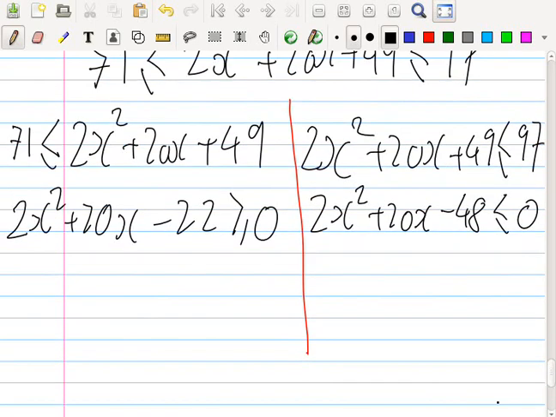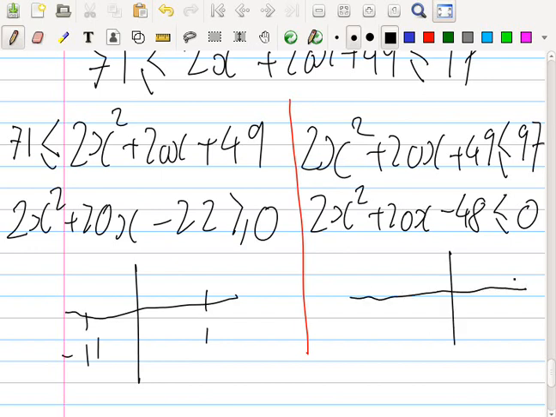Okay? First quadratic will have answers, let's see, 2, 20, minus 22, 1 and minus 11. So here my answer is 1 and minus 11, and then here 2, 20, minus 48, 2 and minus 12.